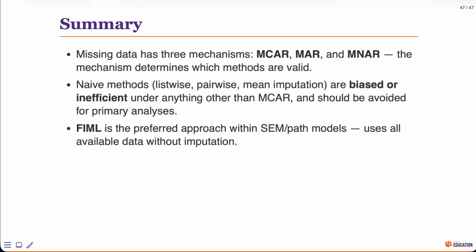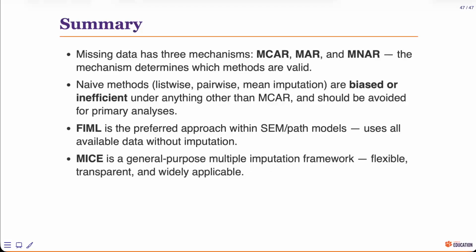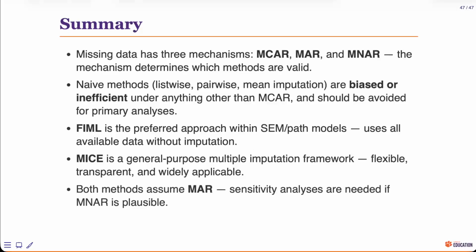FIML is a preferred approach within path models. It uses all the data available without multiple imputation. And MICE is a general purpose multiple imputation framework. It's flexible, transparent, and widely applicable, and I highly recommend it. But once again, both of those methods I showed today assume missing at random.